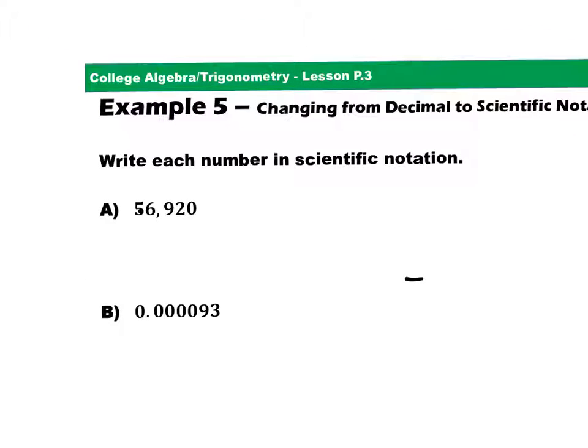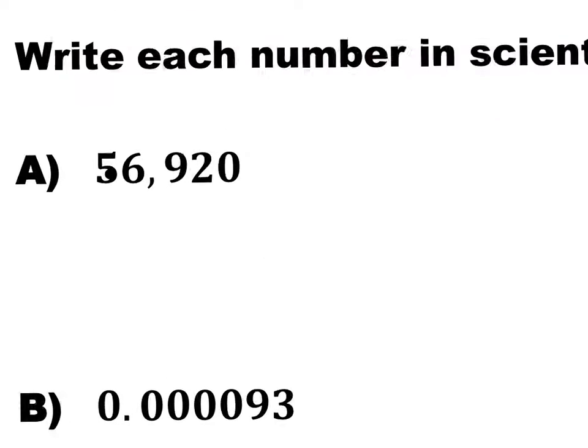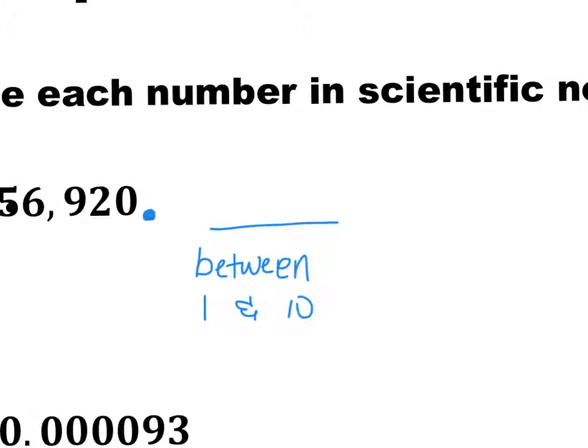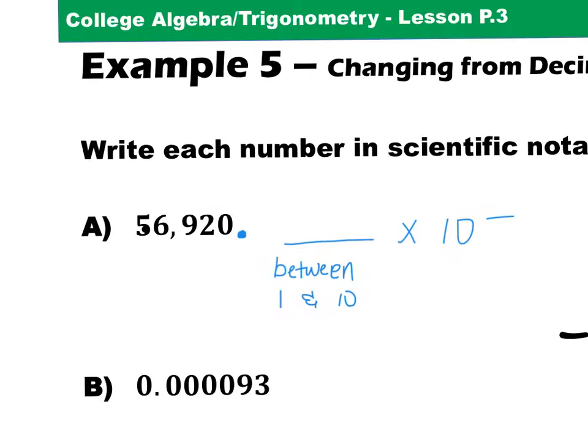If you want to write each number in scientific notation, it's always based on the power of 10. First and foremost, I want you to put a decimal point. If it's a whole number, that decimal point is at the end. You want the first number to be between 1 and 10. It's got to be bigger than 1 and less than 10, meaning you're going to move the decimal point over to where the first number is between 1 and 10. I'll show you what I mean by that. And then however many times you move that decimal point, that's what your exponent is. So it's always going to be something times 10 to the something, always.